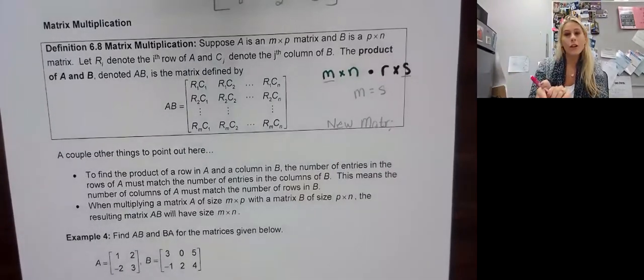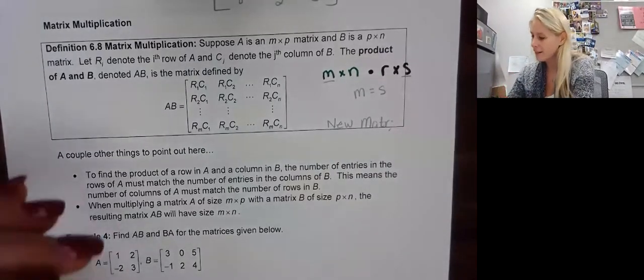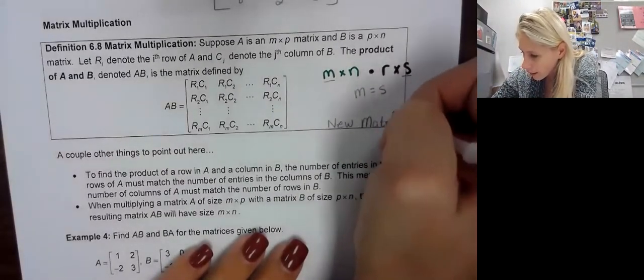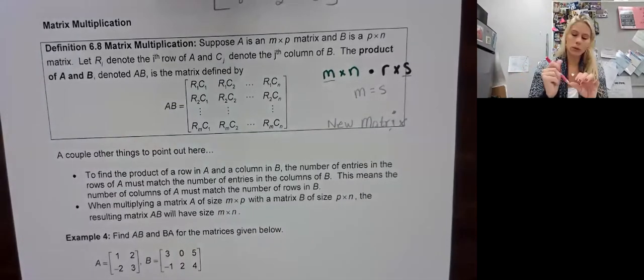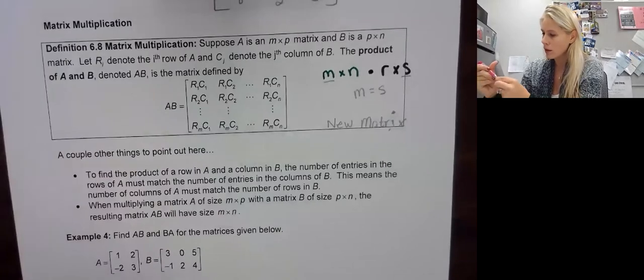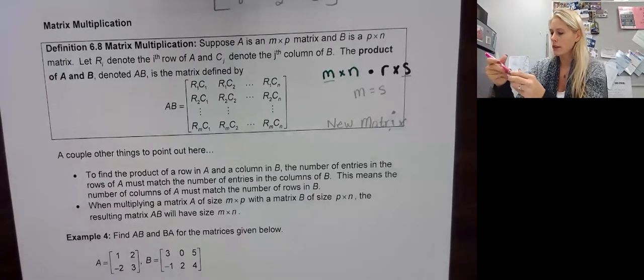Oh, please don't run out. Yep, it's going to run out. The new matrix will be of the dimensions N times R. Let's see if I can. I hate when this happens, guys.